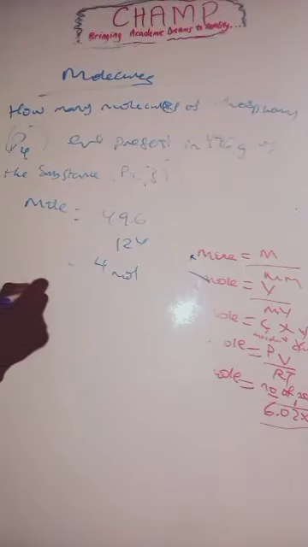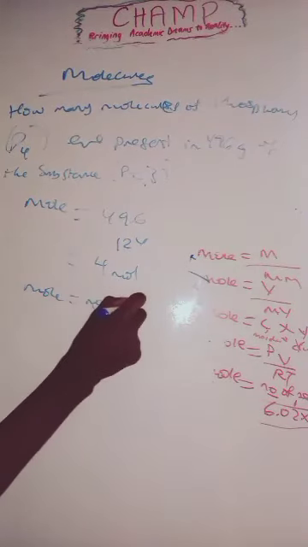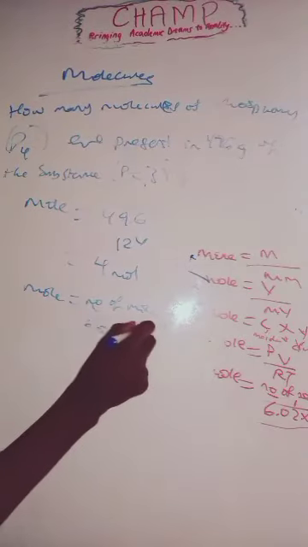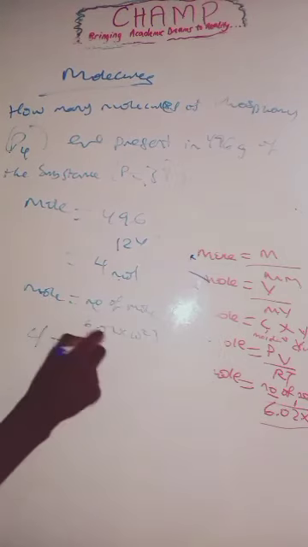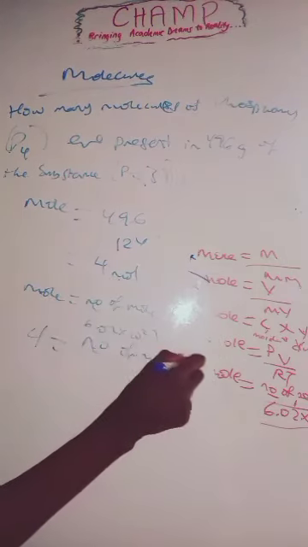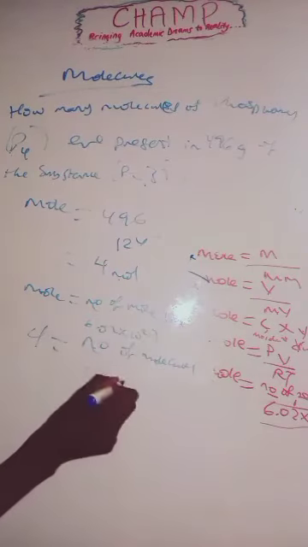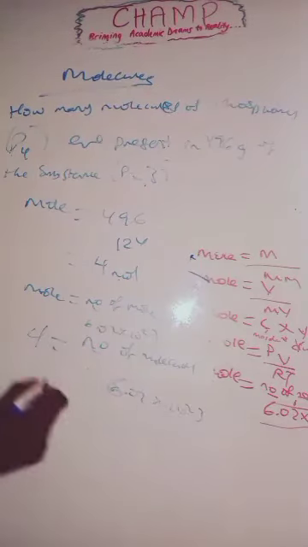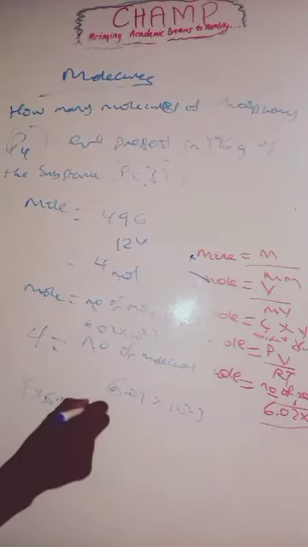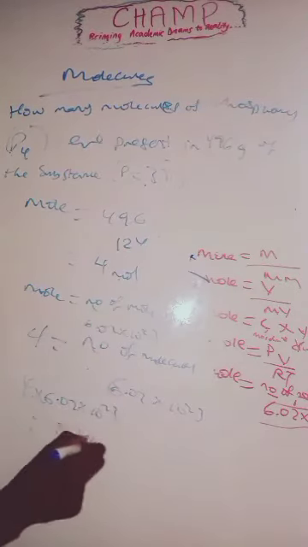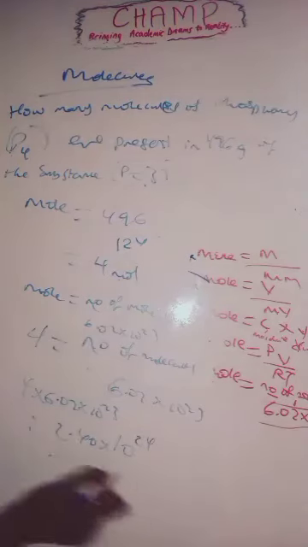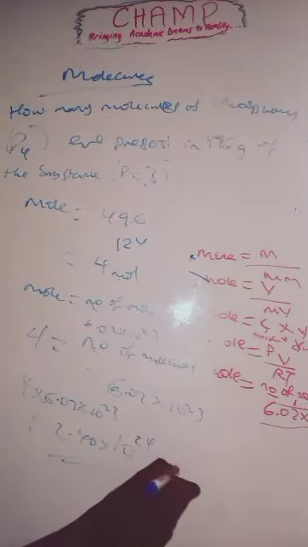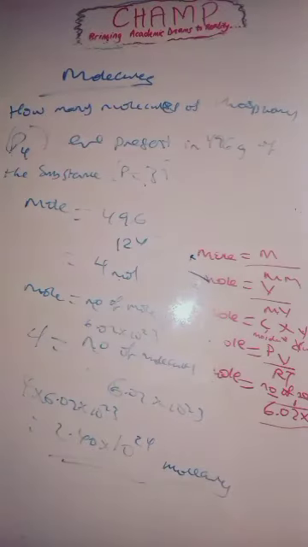So you put it into your formula. Mole is equals to number of molecules over what? 6.02 times 10 raised to the power 23. Or you can as well take it straight 4 times. It will give you the same thing. So your mole is 4, number of molecules over 6.02 times 10 raised to the power 23. So that's 4 times 6.02 times 10 raised to the power 23. That's 2.4 times 10 raised to the power 24. Please take note of that. 2.4 times 10 raised to the power 24 molecules. Please take care of that. Let's move on now.